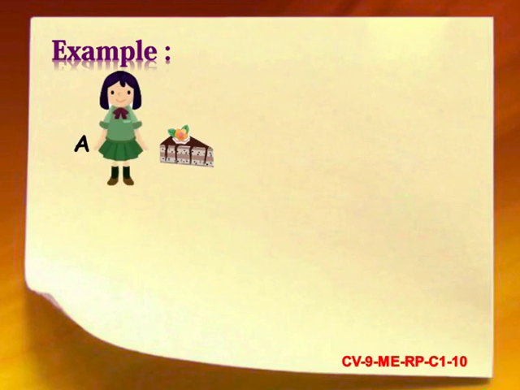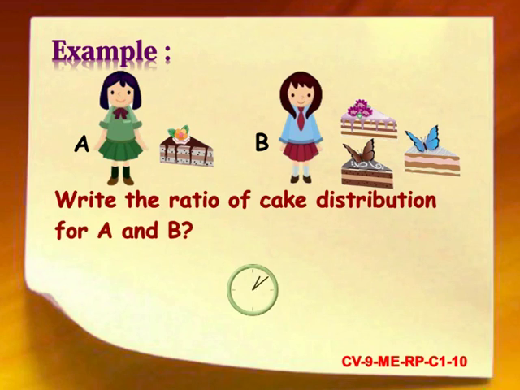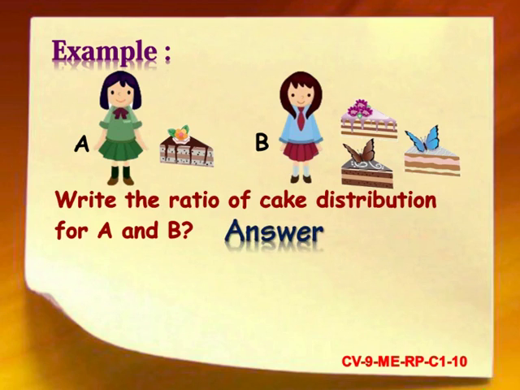Children, do you know why we have to study about ratios? Here is an example. Give one piece of cake to A and 3 pieces to B. Now, can you write the ratio of cake distribution for A and B? Here is the correct answer. Yes, it is very simple. A is to B is equal to 1 is to 3 or 1 by 3.